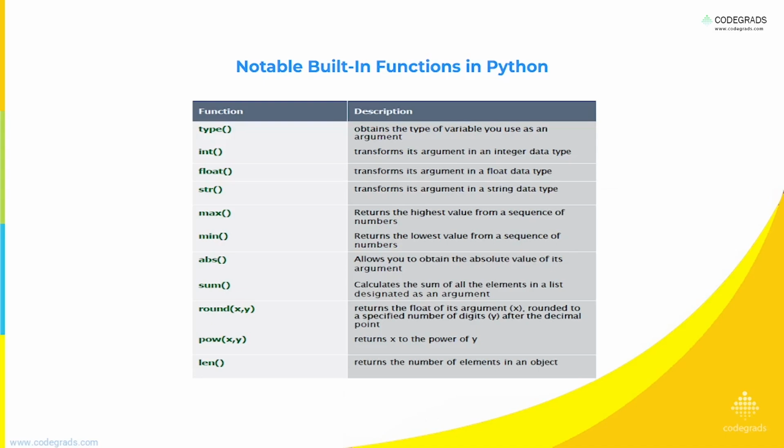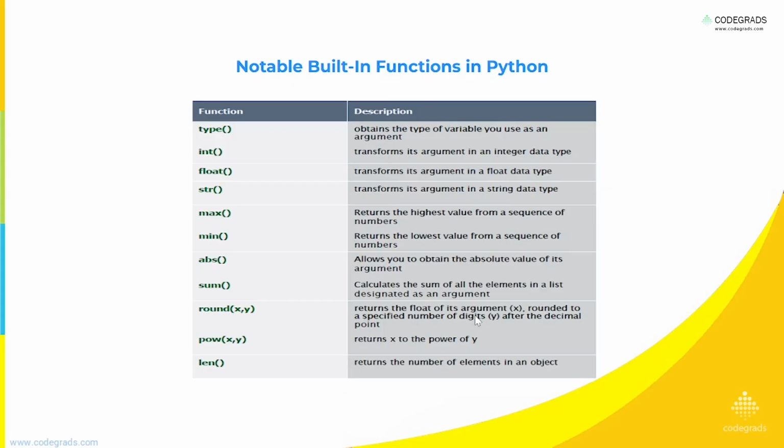Then we have the sequence functions. In sequence functions, we have len, max, min, and sum. First, len returns the number of elements in an object, or we can say it returns the length of a string or a list. Then we have max, which returns the highest value from a sequence of numbers, or the maximum value. Then we have min, which returns the lowest value from a sequence of numbers, or the minimum value. And then we have sum, which calculates the sum of all elements in a list designated as an argument, or we can say it returns the sum of the total numbers.